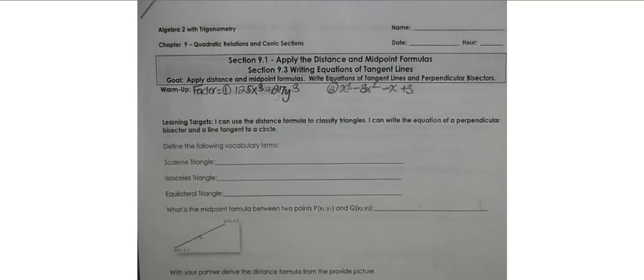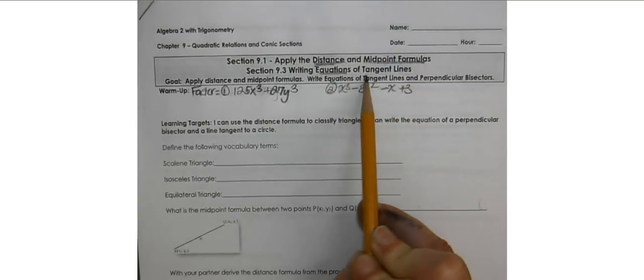This is the beginning of Unit 9, and in Unit 9 you're going to learn how to graph parabolas, hyperbolas, ellipses, and circles. Before we get started, we're going to refresh some skills that we learned about last year, and that is applying the midpoint and distance formulas, as well as identifying equations of tangent lines.